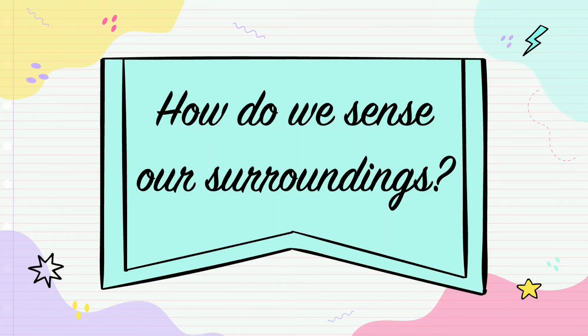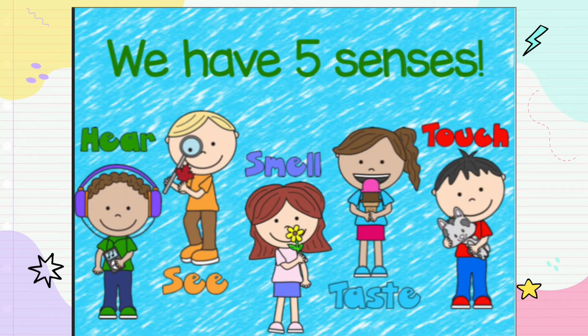Now, how do we sense our surroundings? Tell me. Yes, the five senses: hearing, sight, smell, taste, and touch. Yes, we have the five senses. Now I'm going to show you some pictures and you have to tell me which sense we are going to use to understand what it is, okay?